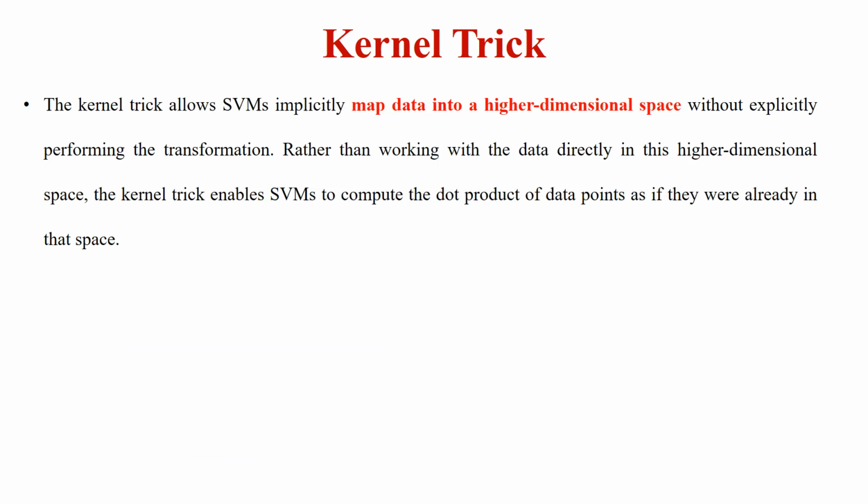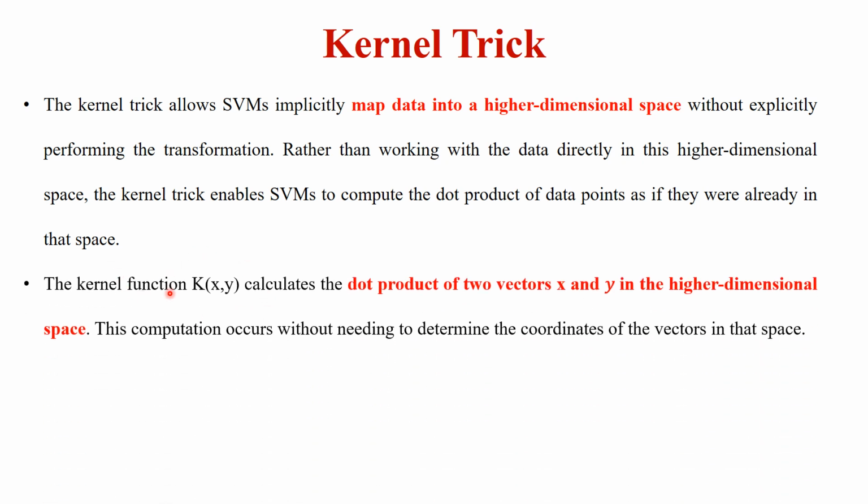The kernel trick allows SVMs to implicitly map data into a higher dimensional space without explicitly performing the transformation. Here, instead of working with the data directly in the higher dimensional space, the kernel trick will enable SVM to compute the dot product of the data points as if they were already in that space.